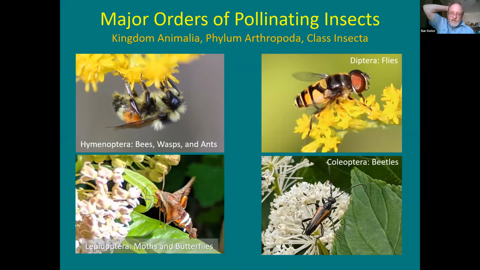We, as I mentioned, wanted to cover a wide array of native insect pollinators, and so we chose focal groups from the major orders of pollinating insects. And these are all, for you Latin fans, within the kingdom Animalia, phylum Arthropoda, class Insecta, and then these are different orders: Hymenoptera, the bees, wasps, and ants; Diptera, the flies; Lepidoptera, the moths and butterflies; and Coleoptera, the beetles.